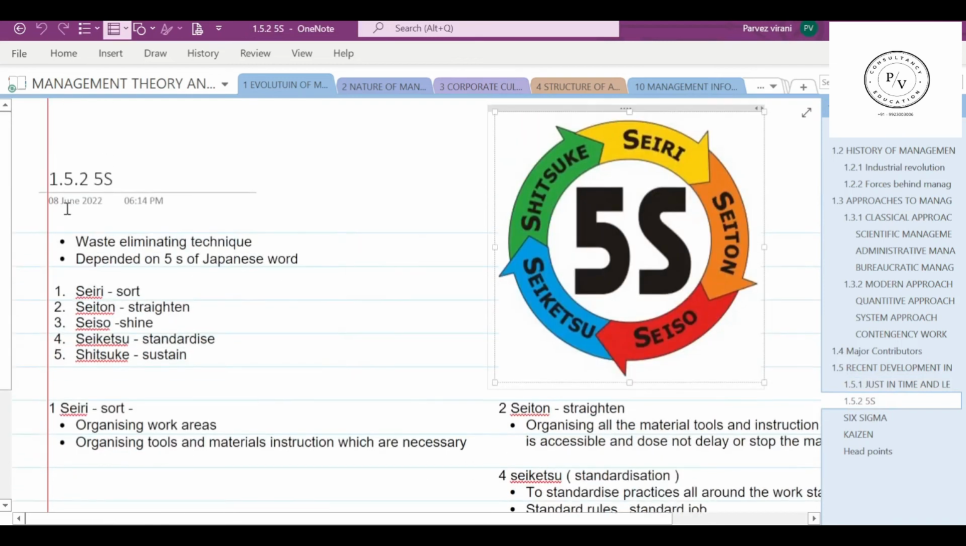Okay, 1.5.2 is 5S. So what are the 5S? Seiri, Seiton, Seiso, Seiketsu, Shitsuke. I'm sorry, these are very confusing and hard to pronounce. So we'll work with the English part, and that says sort, strengthen, shine, standardize, and sustain.